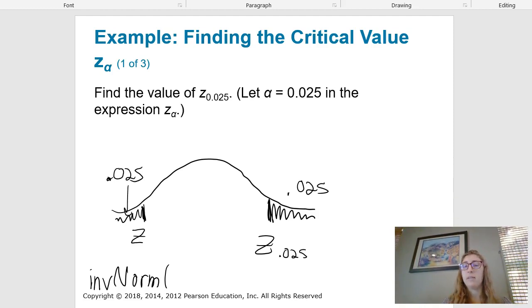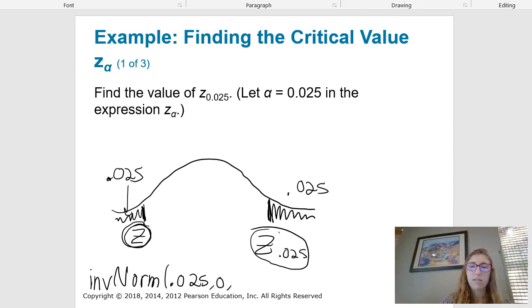This tends to be my preference, because what is the only difference between this z-score and this critical value over here? The only difference is the one on the left is negative, the one on the right is positive. So in my invNorm, I'd be plugging in 0.025, 0, and 1. And here we would get negative 1.96. So now we know that this critical value, this z-score, is equal to positive 1.96.